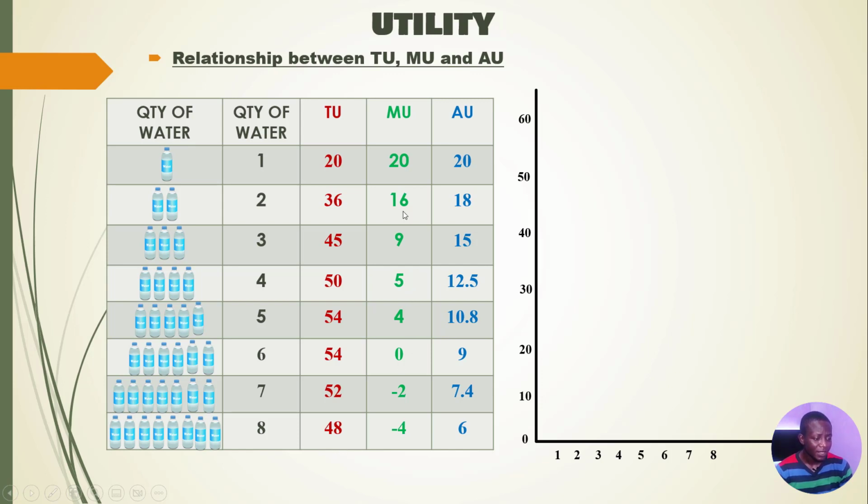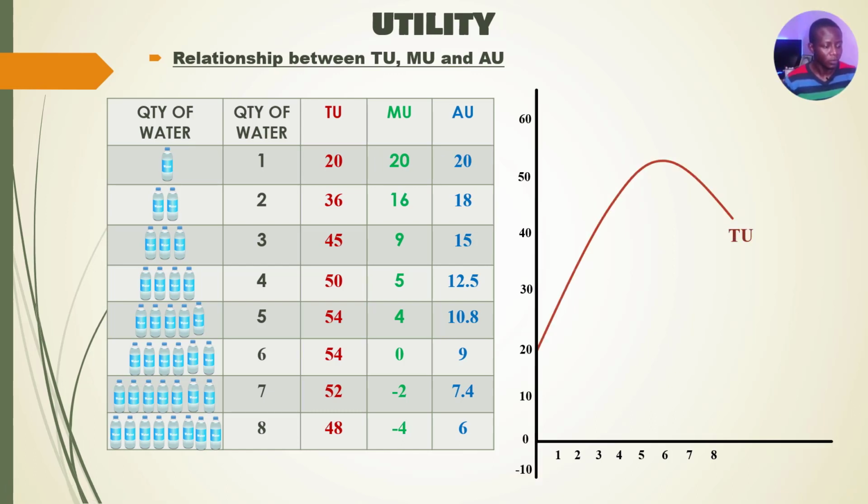But in contrast, as the quantity keeps increasing, or the number of bottles of water keeps increasing, we realize that the marginal utility values keep falling and falling and falling to a point that it gets to 0 and then enters the negative. The same thing applies to the average utility. Average utility also keeps falling and falling and falling. But compare the average utility to the marginal utility. We realize that marginal utility falls faster than the average utility. So if you are to plot these values on a graph, this is what we are going to get.